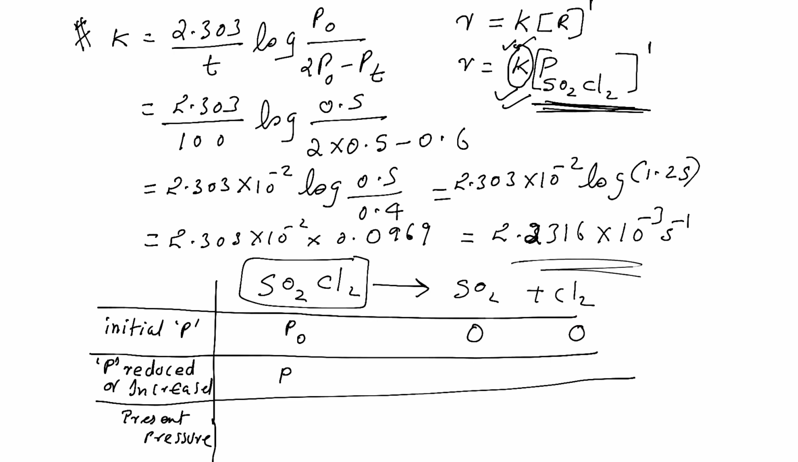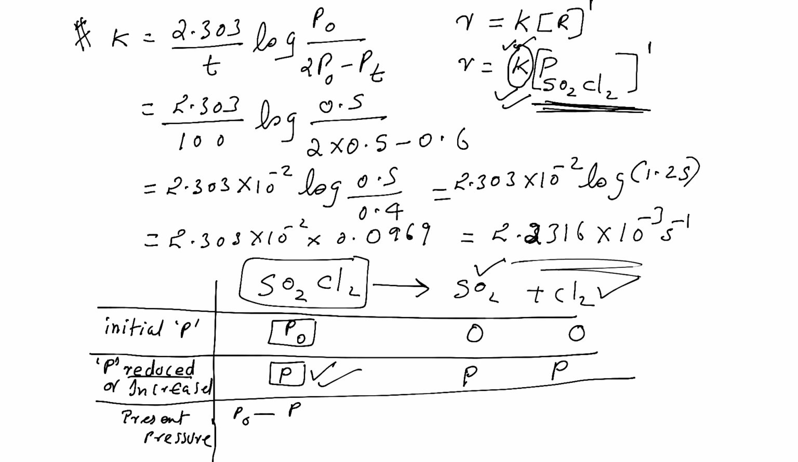So the concentration of SO₂Cl₂ is decreasing. So there is a reduction of P pressure when the reaction proceeds. So how much increase of pressure will be there due to SO2 and Cl2? According to stoichiometry, it will be P and P. Got it? So regarding SO₂Cl₂, initial pressure is P0. The pressure reduced is P. So what is the present pressure? It will be P0 minus P.